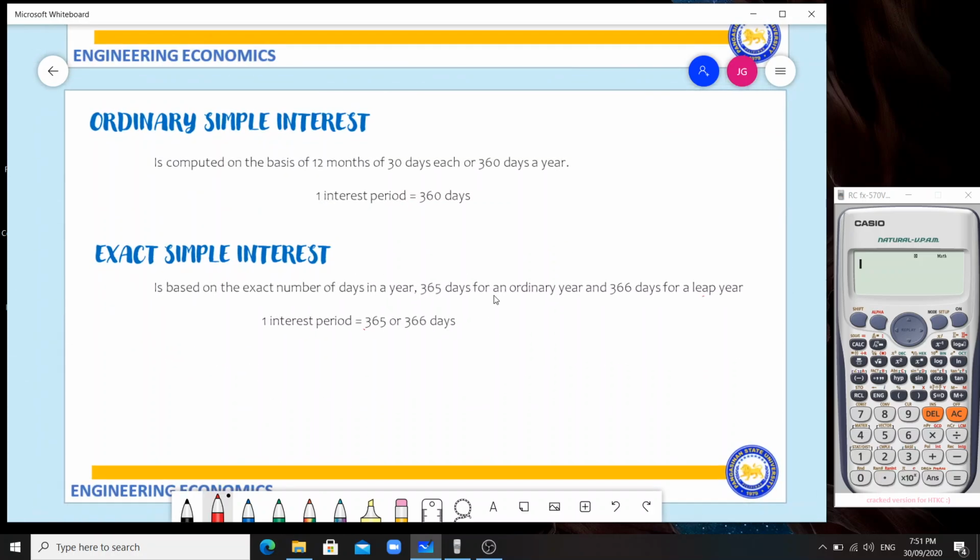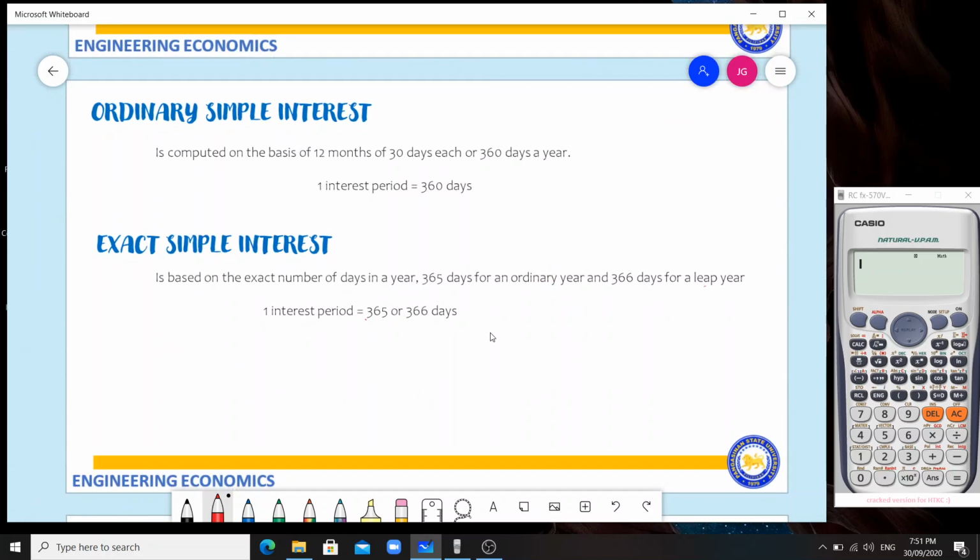In simple interest, we have two types. Meron tayong tinatawag na ordinary. Meron din tayong tinatawag na exact. When we say ordinary simple interest, it is computed on the basis of 12 months of 30 days each or 360 days a year. So, kapag ordinary, 360 days.